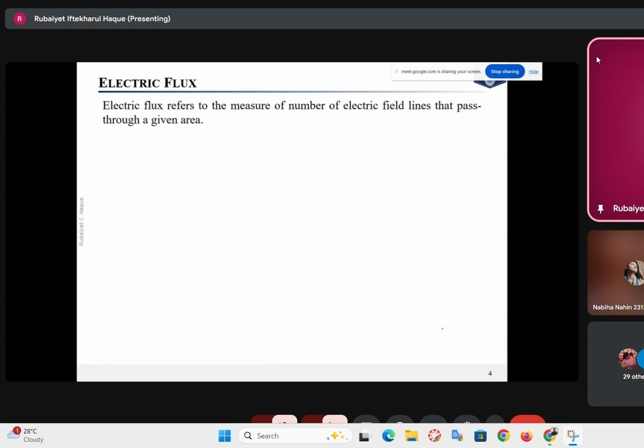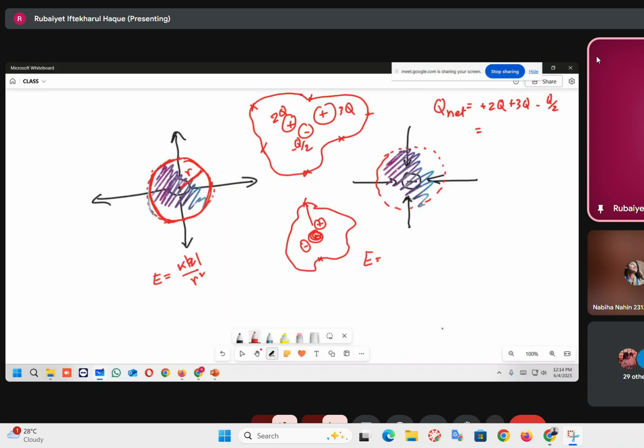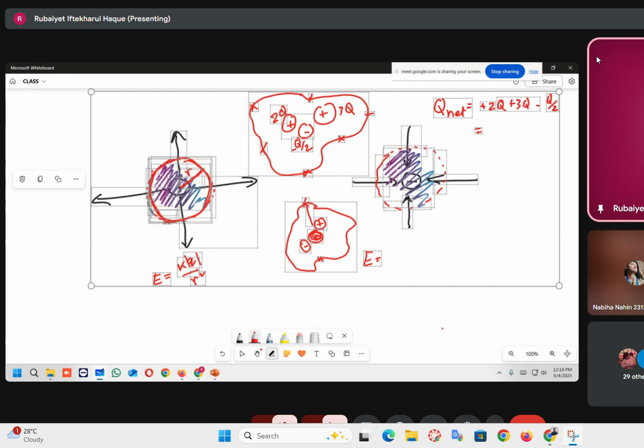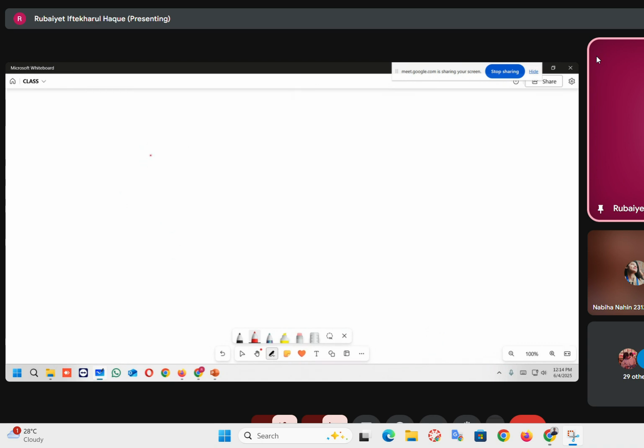Now, when we are talking about electric flux, it refers to the measure of the number of electric field lines passing through a given area. So now, if I delete this one, when you calculate electric flux, let's see, this is my charge. It is creating the electric field lines here.